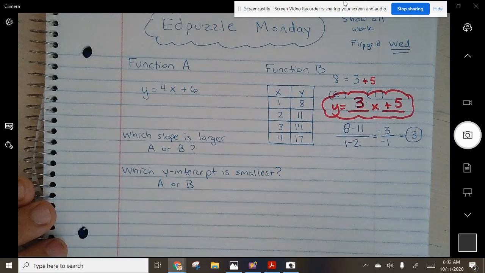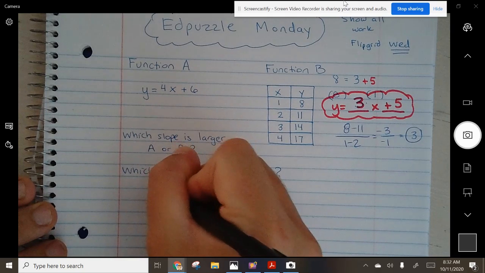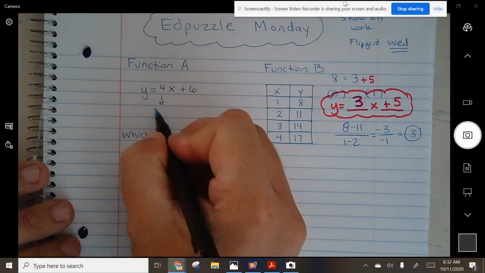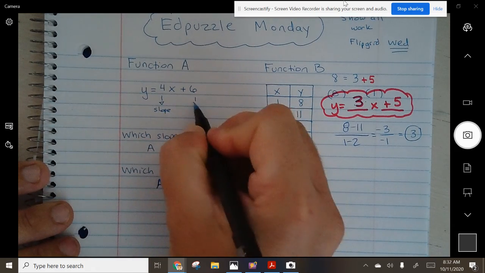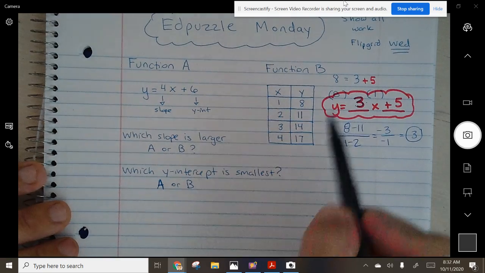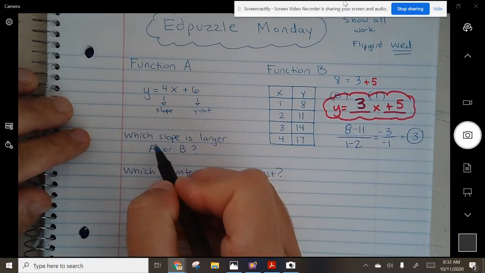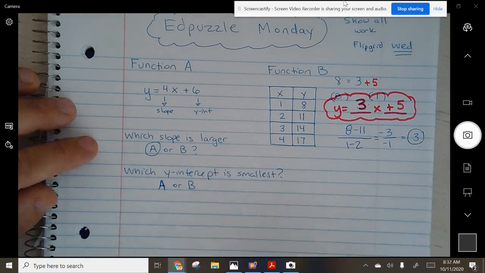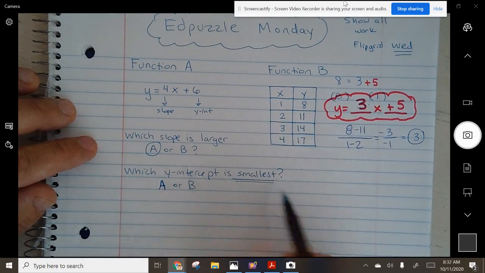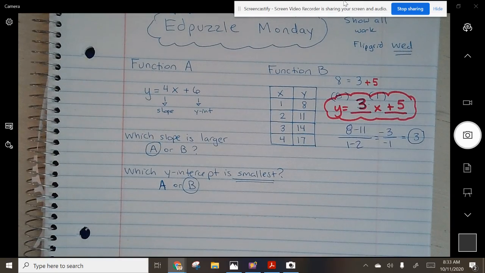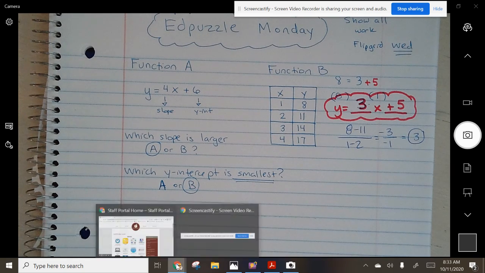So you have to be able to look at this and say, okay, I know that this is my slope. This is my y-intercept. So if I look at my slopes here, for sure, function A. Slope's bigger, it's 4. This is 3. If I look at my y-intercepts, which one's smallest? 5 versus 6? B. Okay? And these are the kinds of questions you're going to see later on.